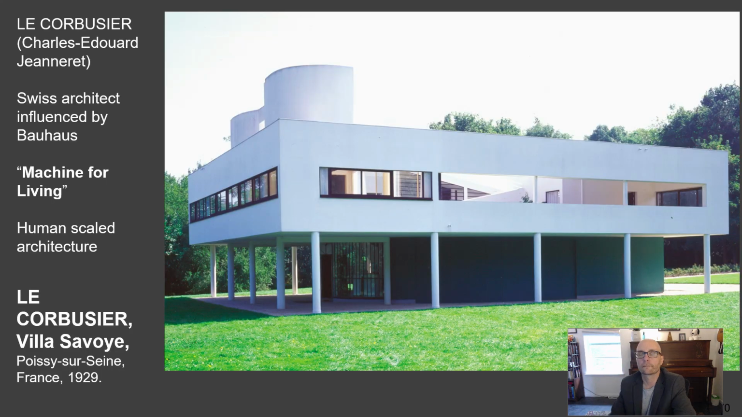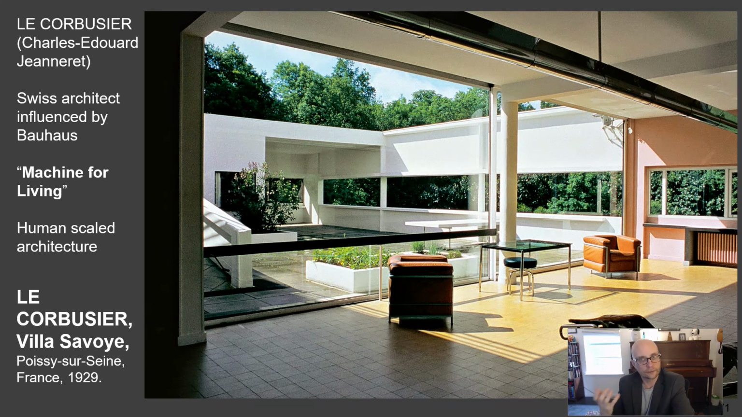Le Corbusier, Charles-Edouard Jeanneret, is another Swiss architect influenced by the Bauhaus, and in his very famous Villa Savoye in France, you can see this play out. This is a building from 1929, but it looks like it could have been built today. Notice the reduction of shapes to their simplest forms: squares, rectangles, semicircles, simple cylindrical columns, and black and white. And when you look at the interior, we still see this modernist aesthetic play out with these mass-produced chairs showing off their tubular steel and mass-produced glass components.